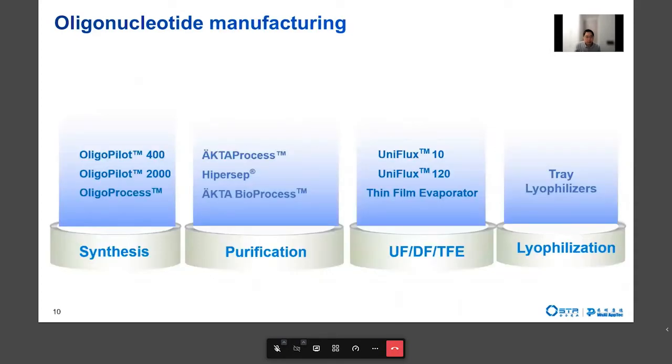In terms of manufacturing, we have equipped several sets of oligo lines from synthesis to purification, UFDF, and lyophilization. All the main equipment is Sartorius brand. For purification, we also added a reverse phase HPLC unit from Novasep in case some projects require additional reverse phase purification. For the thin film evaporator, we obtained the latest version in the industry with centrifugation capabilities so that we can concentrate the final product solution at a much lower temperature and at a higher speed.